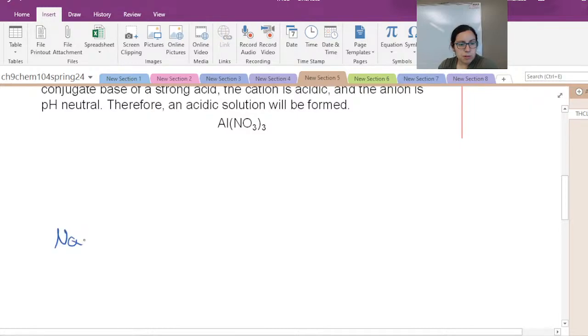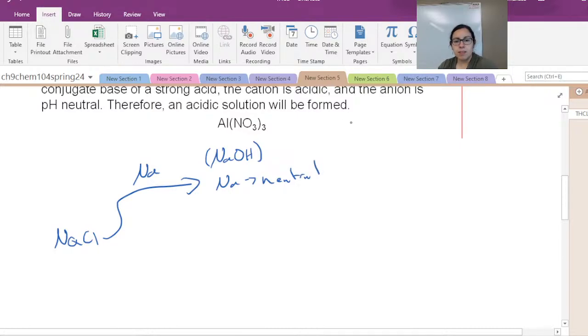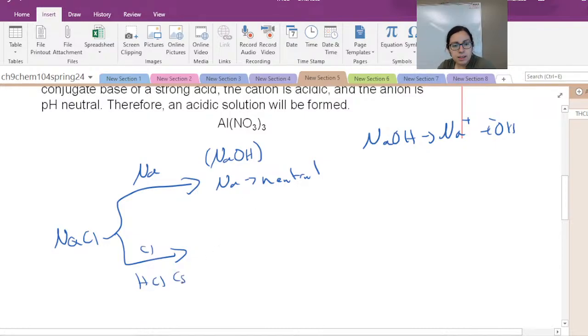So I like to go sodium chloride, and then we do sodium. It came from sodium hydroxide, so that means our sodium is neutral. And this has to do with its disassociation. Sodium hydroxide completely disassociates, equilibrium lies all the way to the right, so it's not going to reform sodium hydroxide. Same thing with our chlorine. It came from HCl, a strong acid, so equilibrium lies all the way to the right, so it's not going to remake our acid. So chloride is neutral.